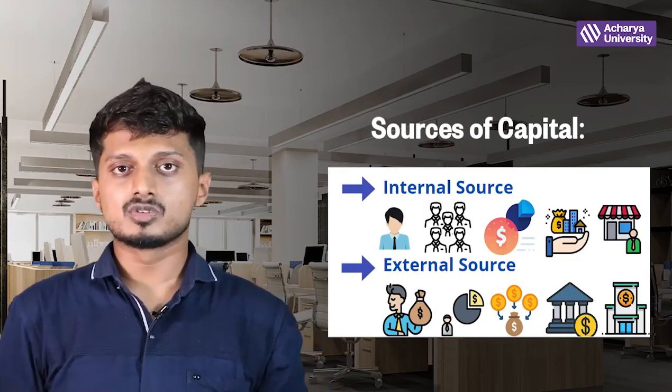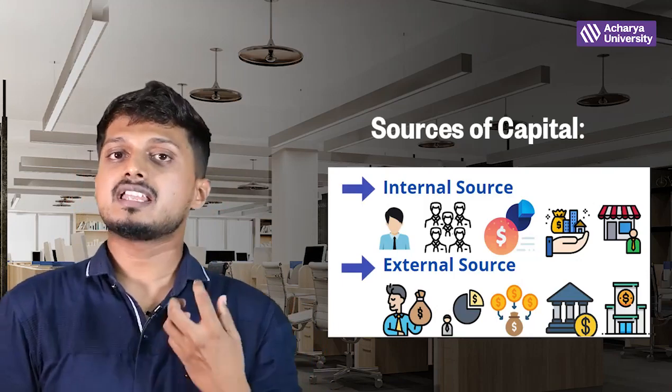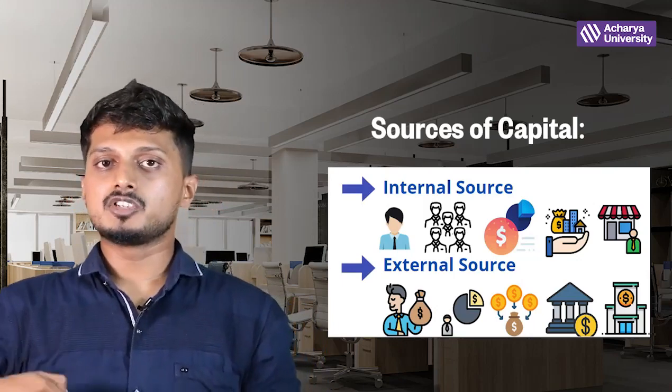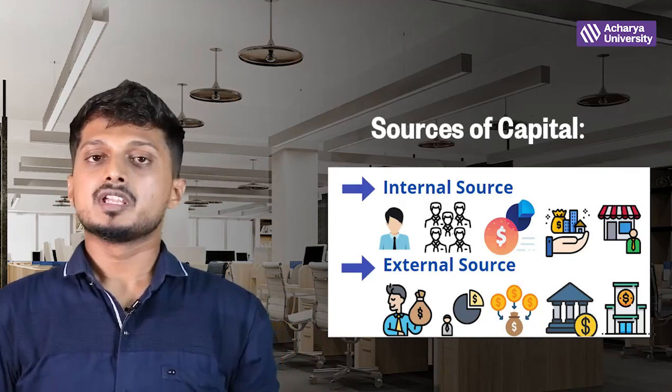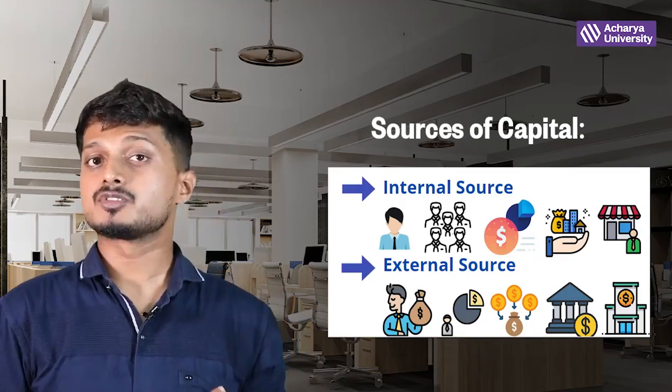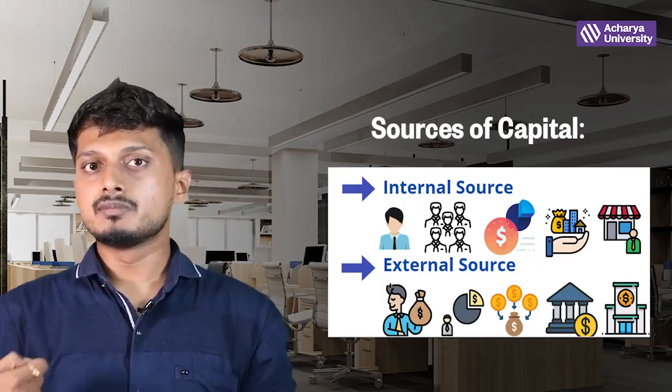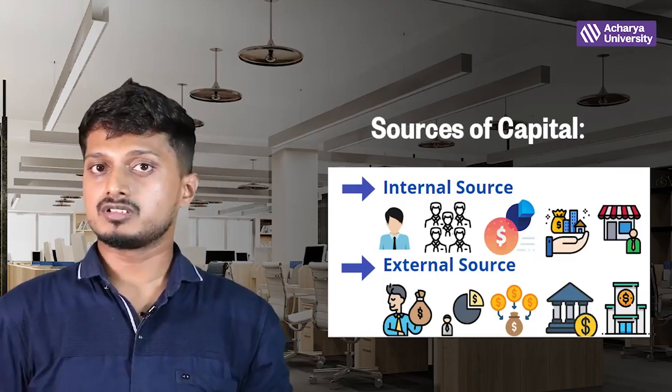But coming to external sources, there is always a cost, always an expense. For example, if I go with issuing equity shares, we have a cost involved, that is the equity dividend. If you go with preference shares, the cost involved is the preference dividend. If you go with debentures, here also we have a cost, that is interest.